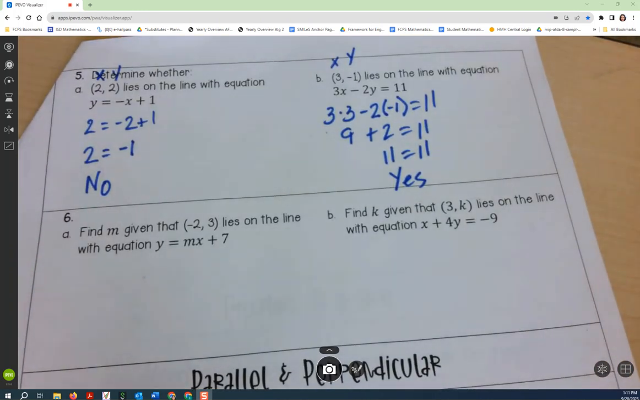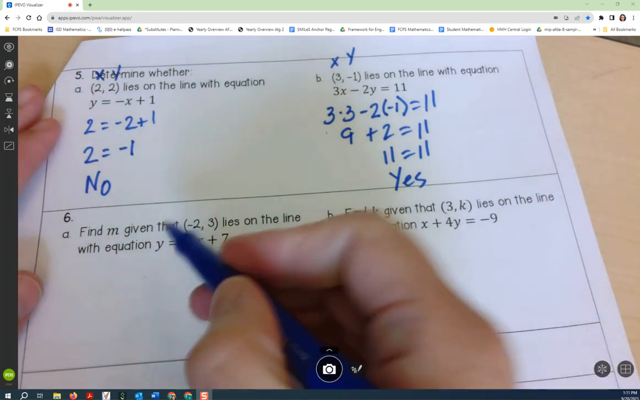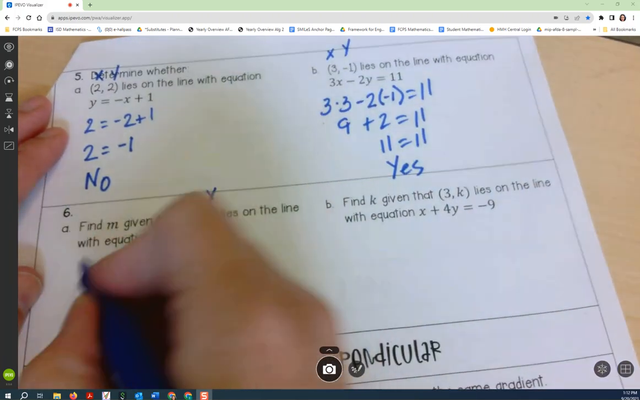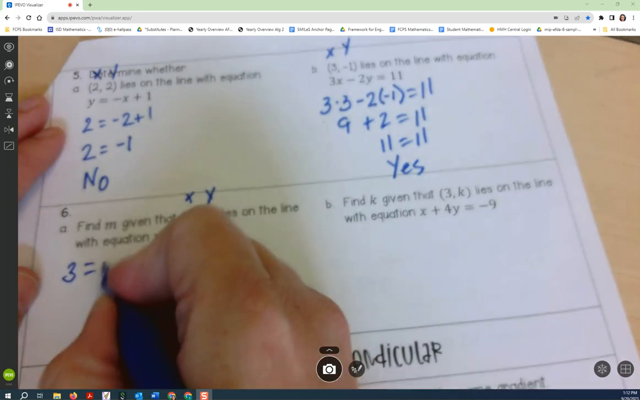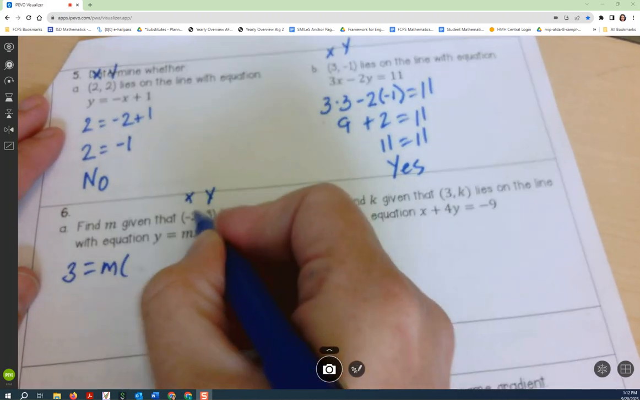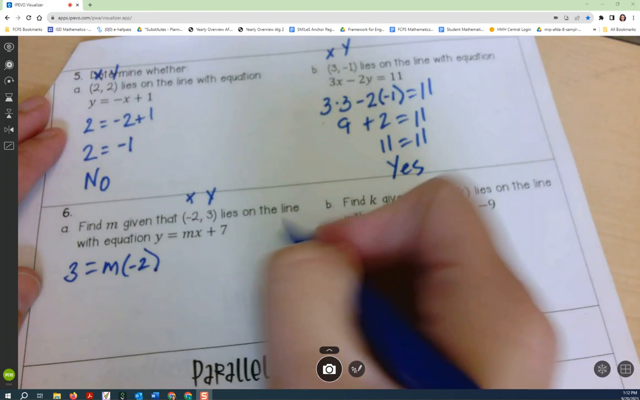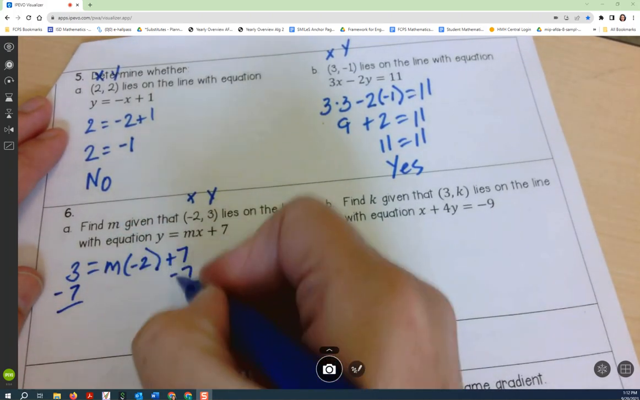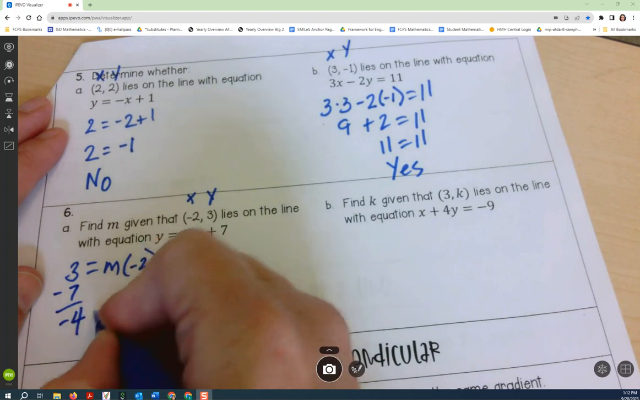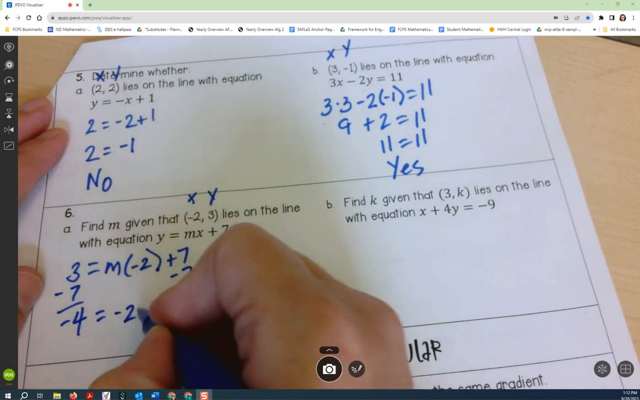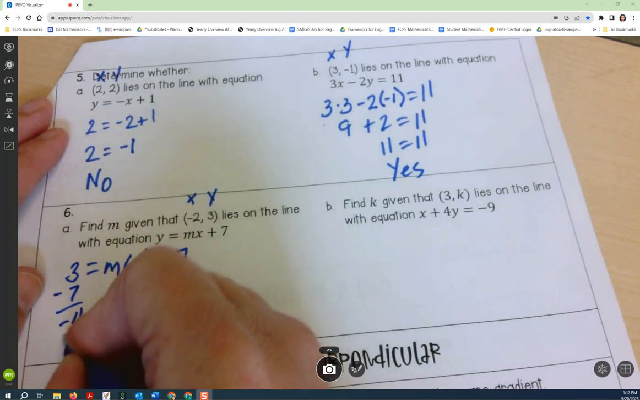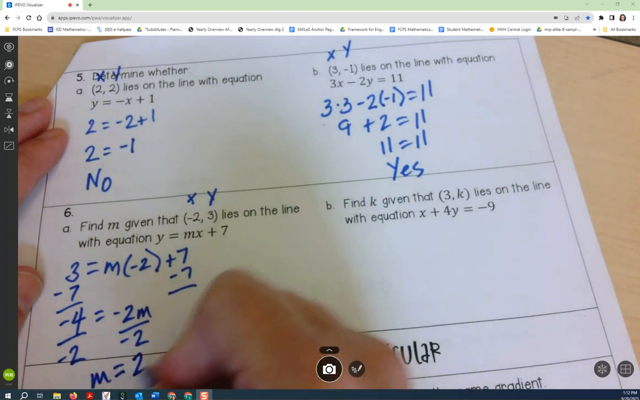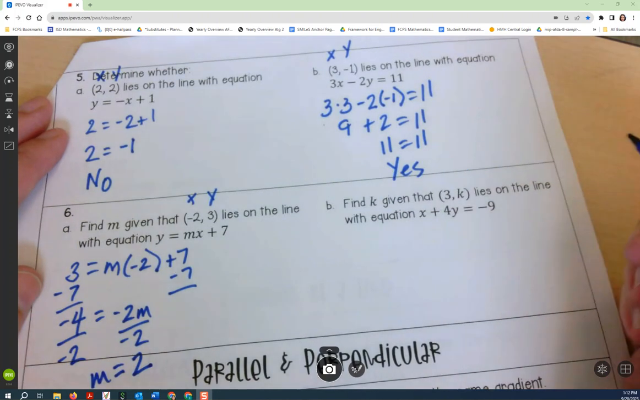Next one, we need to find the slope if this point is on the line. So again, we're going to substitute for x and y. I have 3 equals m times negative 2 plus 7, subtract your 7, negative 4 is equal to negative 2m, divide by negative 2, and I get m equals 2. That's all it asks you to find.